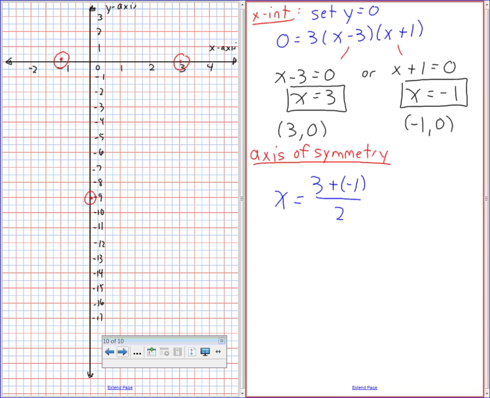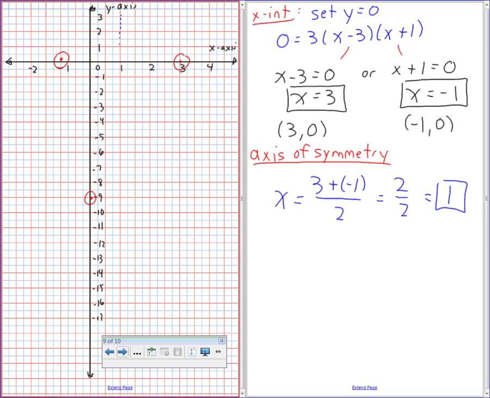Okay, Calvin, what is 3 minus 1 equal, please? What is 2 divided by 2? 1. Good. So the axis of symmetry, I'm going to draw it like this. It's going to be a tiny dotted line. So x equals 1.